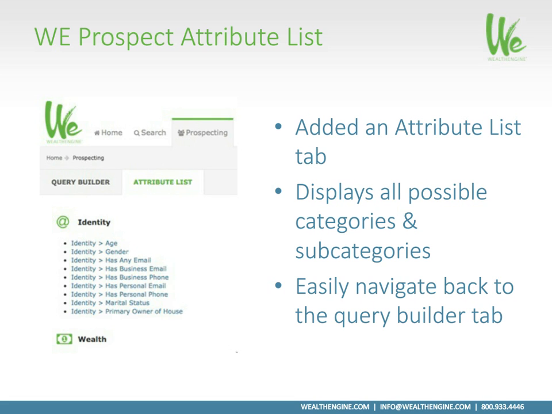So it's a great way of being able to certainly jump back and forth between your query builder and the attribute list. As you scroll through your attribute list, you can use your Control Find feature on your keyboard to search for a certain word, and then from there, click on the particular attribute listing, and that will bring you back into the query builder. So it really is a great way of being able to find what you're looking for in a simple fashion.